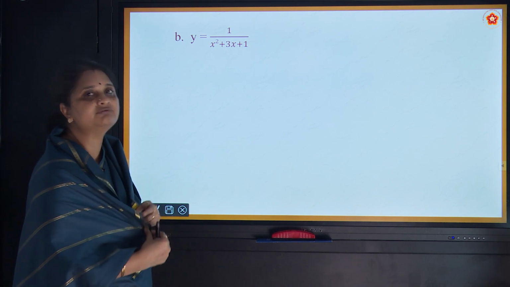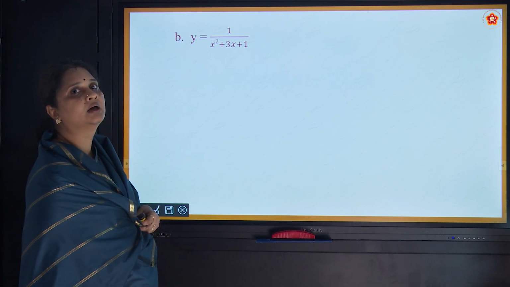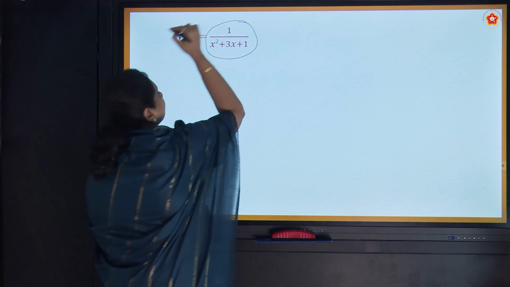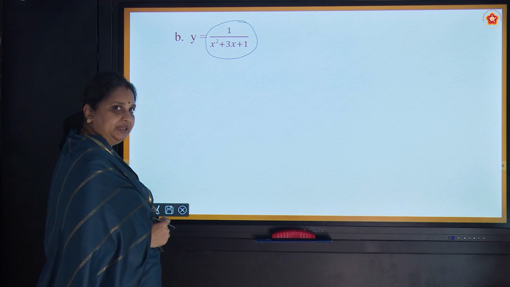So this is our second function that we are going to differentiate. In this, if you see, is it of the form u by v?